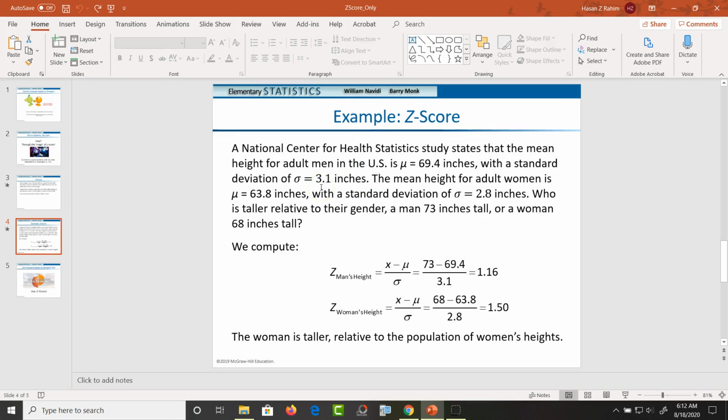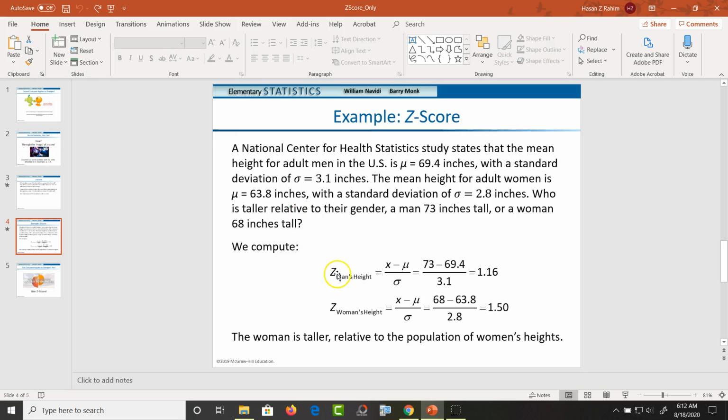It's a single number that summarizes the spread of the data, in this case the height of men, from the mean, the average spread. The mean height for adult women is 63.8 inches, again with a spread or a standard deviation of 2.8 inches. So the question is, who is taller relative to their gender? A man who is 73 inches tall or a woman who is 68 inches tall?